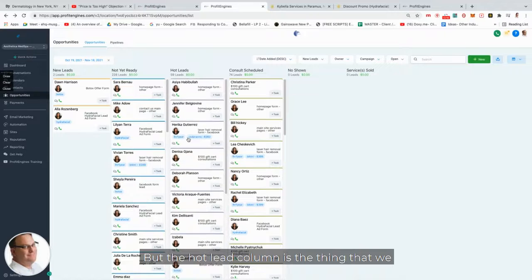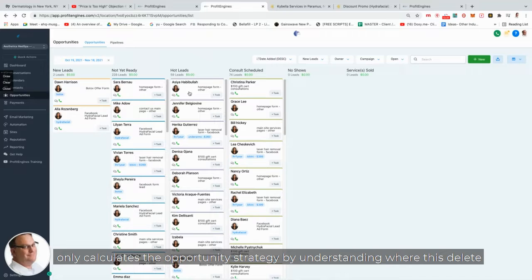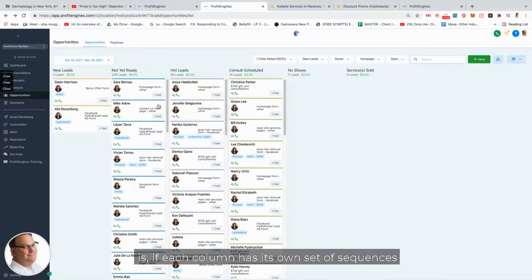But the hot lead column is the thing that we really need to talk about, which is that there's a lot of people who are hot. The reason they're hot is that they've said yes, but they haven't booked yet, but they're in some sort of decision-making phase. And a lot of that is because the system not only calculates the opportunity strategy by understanding where the lead is, each column has its own set of sequences built behind it to continue the dialogue.